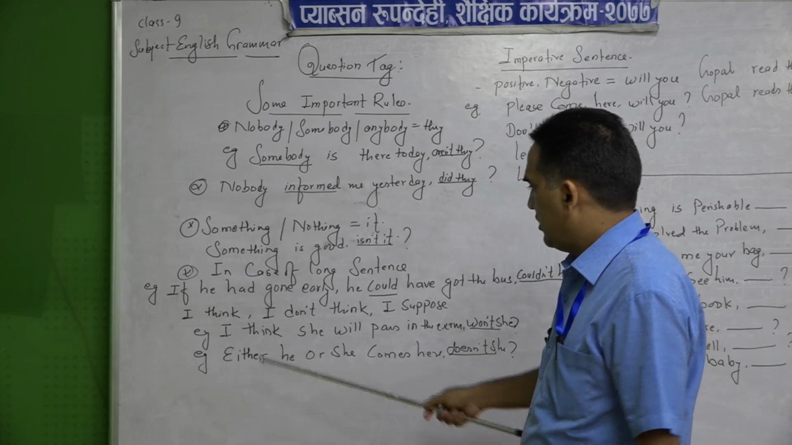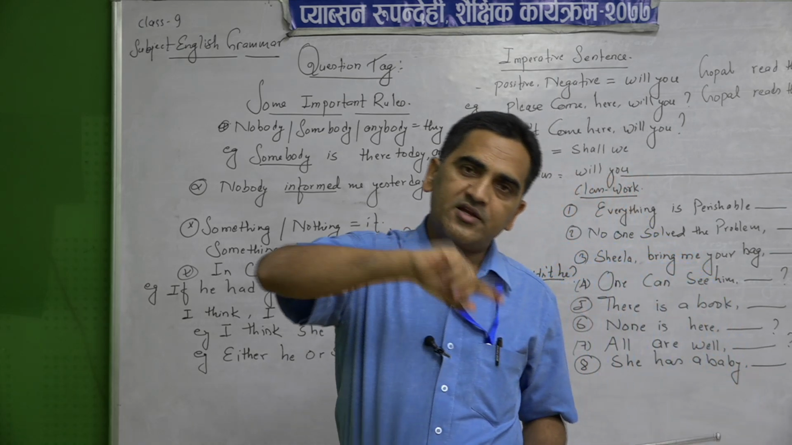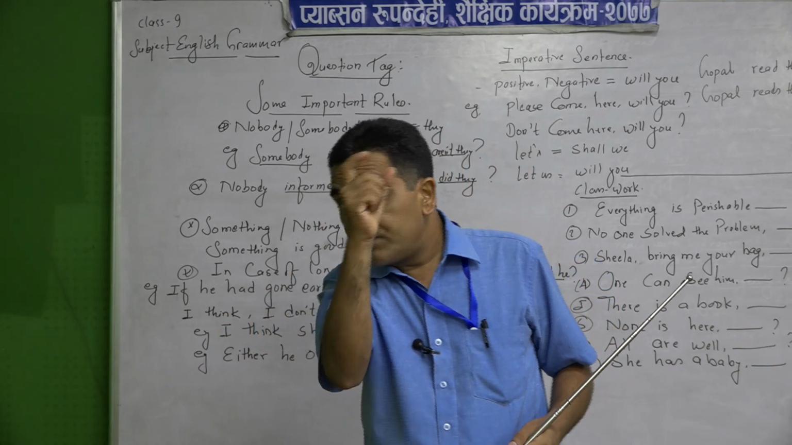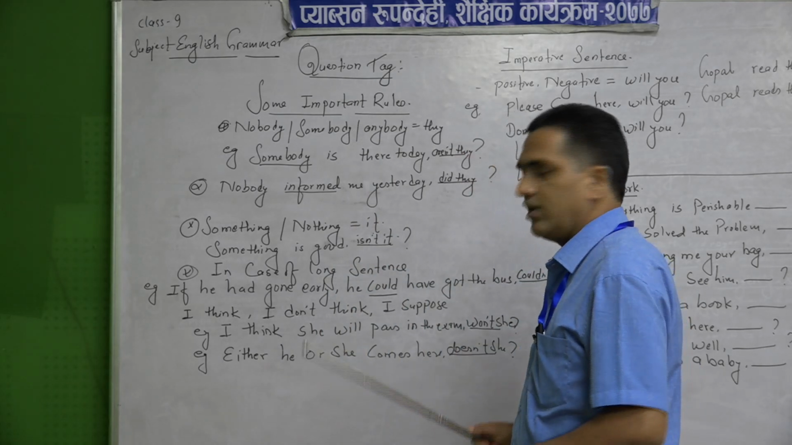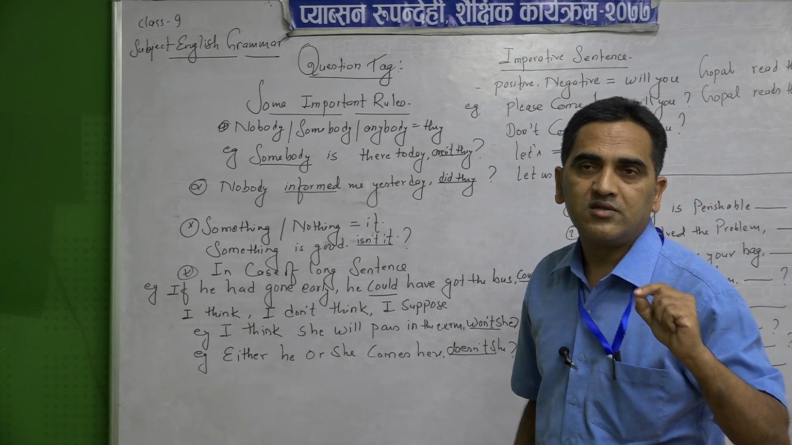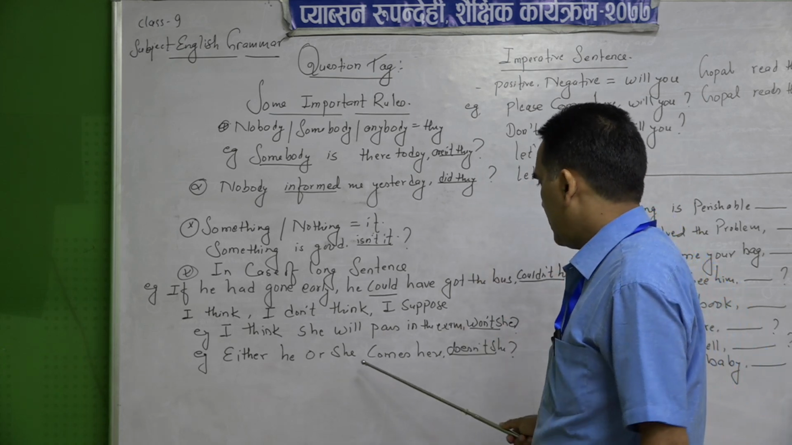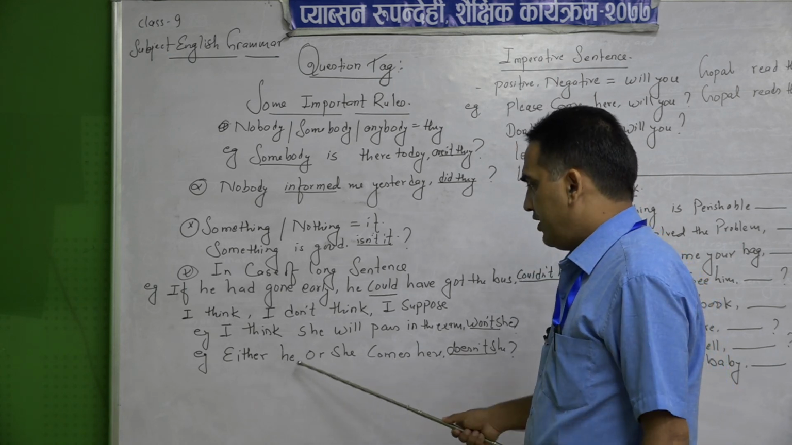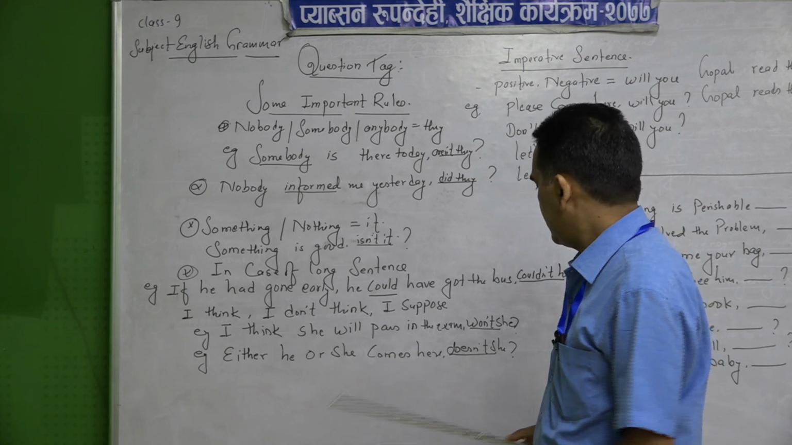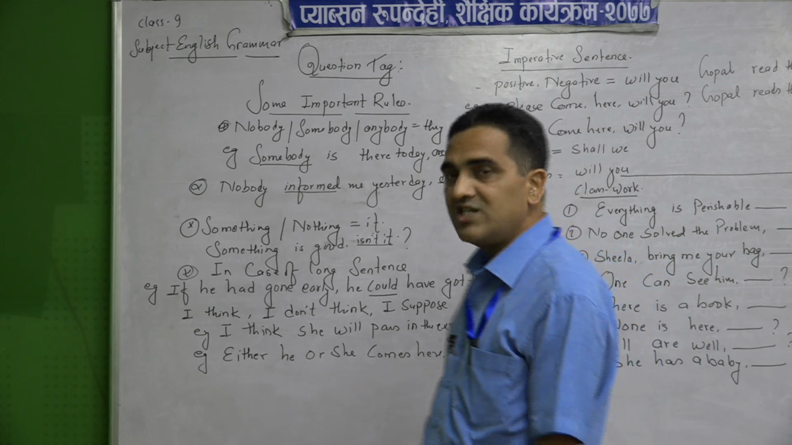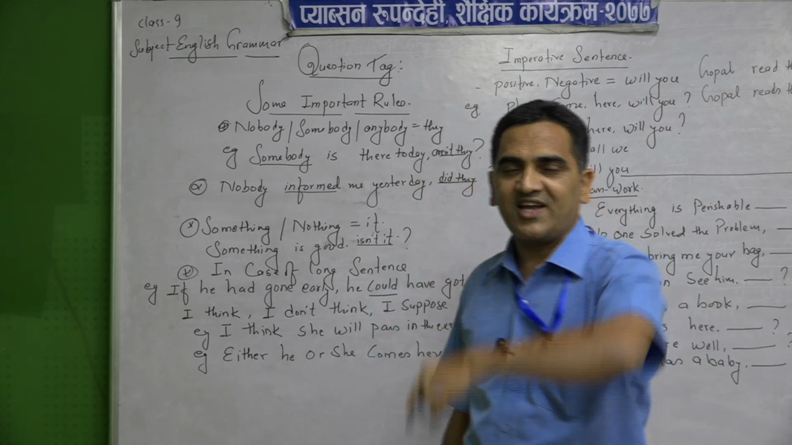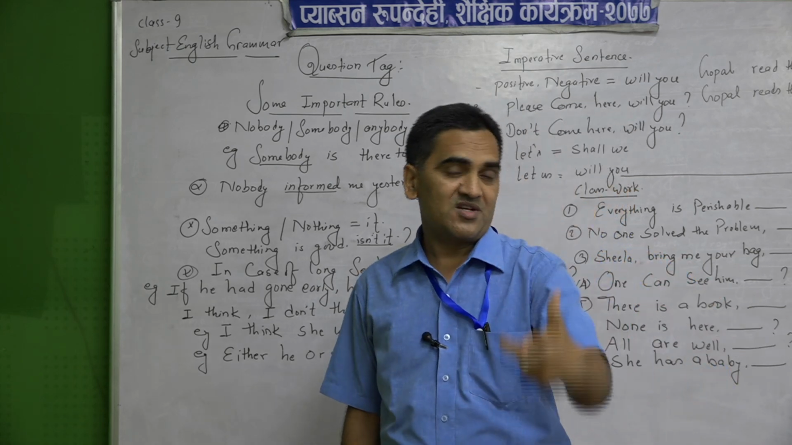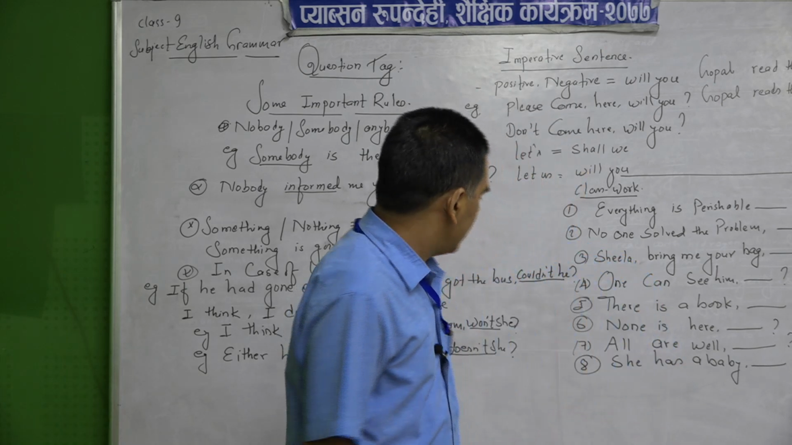And another example, when two subjects are joined by either or, neither nor, you have to find whether the statement is positive or negative, and two subjects you will find, either he or she. Both are important, but while writing the question tag, we see the subject nearest to the main verb. Either he or she comes here, it means doesn't she. Either or is positive, neither nor is negative. Either or joins positive sentences, neither nor joins negative sentences. All right. Yes, my dear students, these are the basic rules.